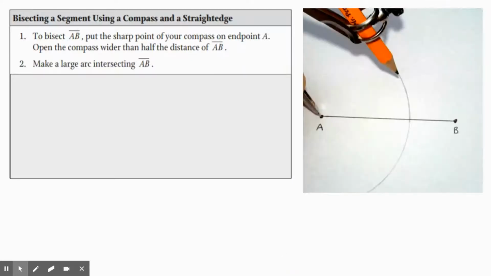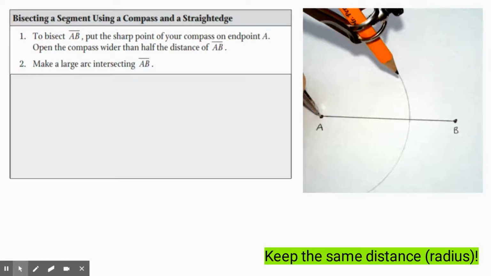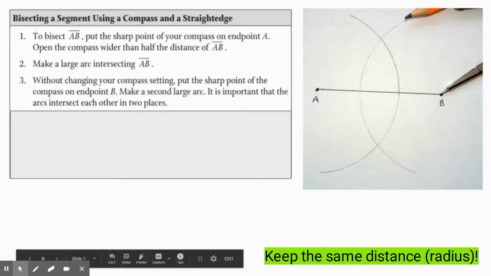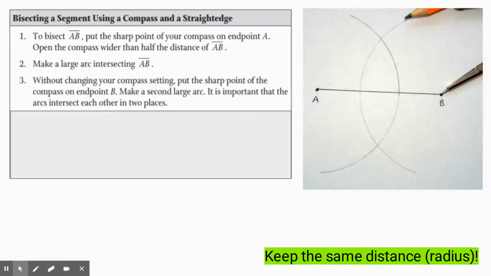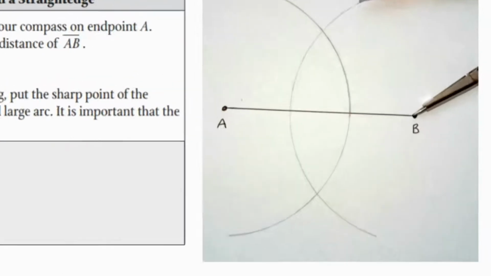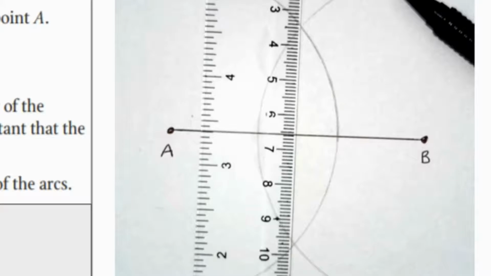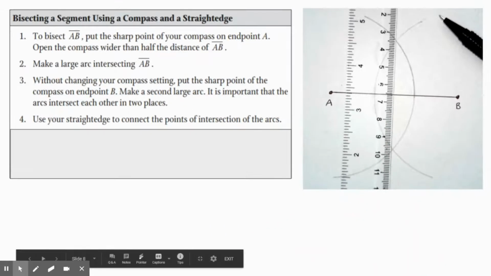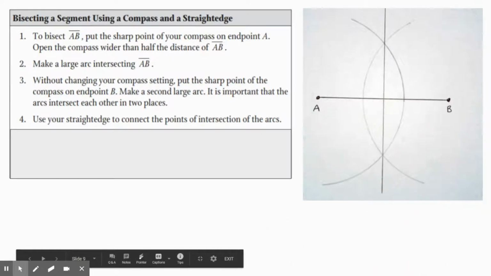As you can see in my diagram, my compass is open to a little more than halfway. Draw an arc that intersects AB, and then, making sure that we keep the same distance between the pencil and the sharp point of the compass, the radius, keep the radius the same, and now we're going to use point B to draw another arc. And notice there are two places where the arcs intersect. You're going to connect those two points with your straight edge.